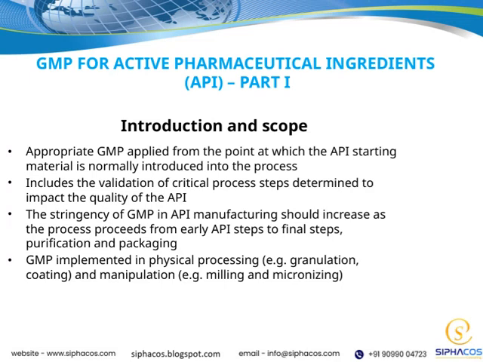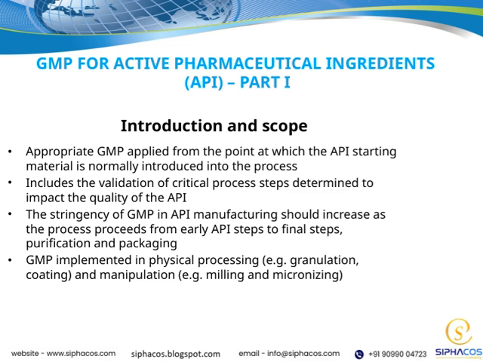Let's start by discussing the introduction and scope of GMP, or good manufacturing practice, as it relates to active pharmaceutical ingredients. GMP is applied appropriately from the point where the API starting material is normally introduced into the process. This means that as soon as we begin working with the initial raw materials, GMP guidelines come into play to ensure quality and consistency. It's also important to highlight that GMP covers the validation of critical process steps. These are the steps that can significantly impact the quality of the final API. By validating these steps, we help ensure that each part of the process consistently produces a high-quality product.